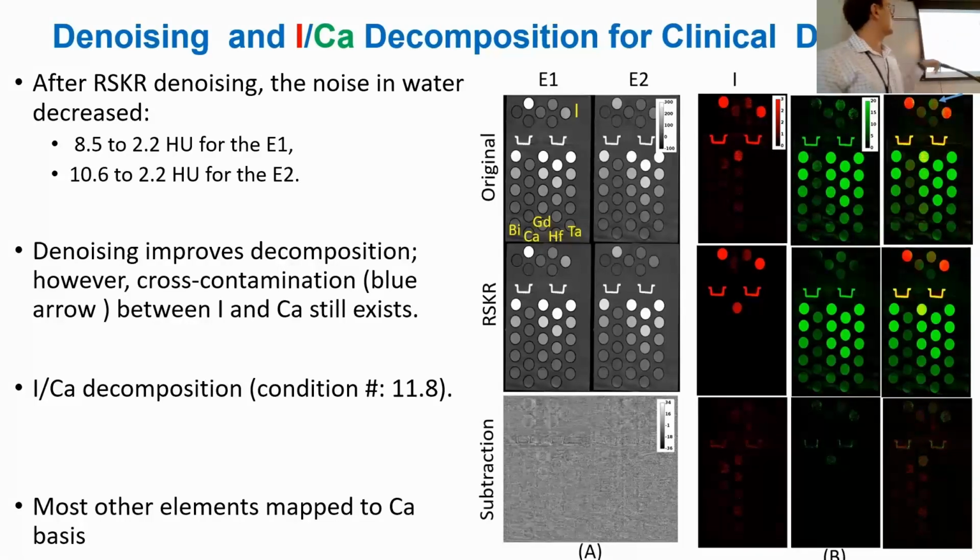Okay, so now let's go through different decompositions that we made with the clinical data, again image-based, and we look at iodine and calcium. The goal here is to show that, although these images from the scanners are not that noisy, I mean, the levels are 8 and 10 Hounsfield units, if you perform some denoising, we have this rank-sparse kernel regression denoising that we perform, you can see that the decomposition, in this case iodine and calcium, improves. So those material maps become better.